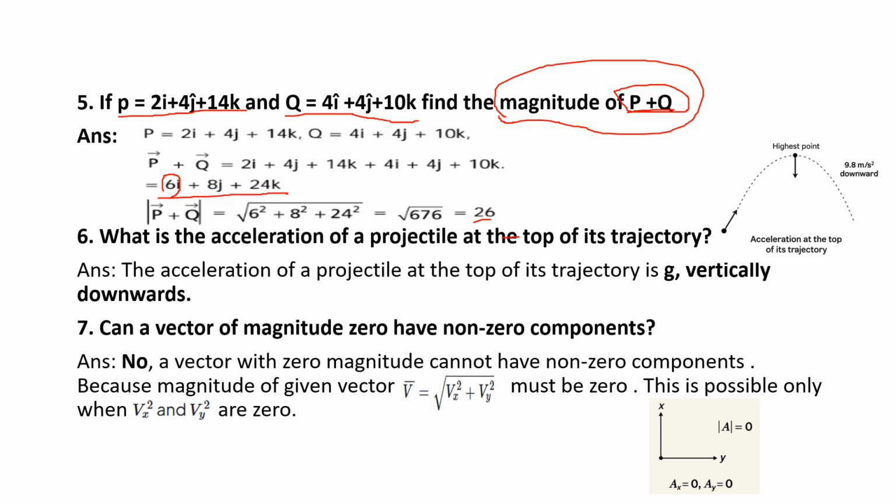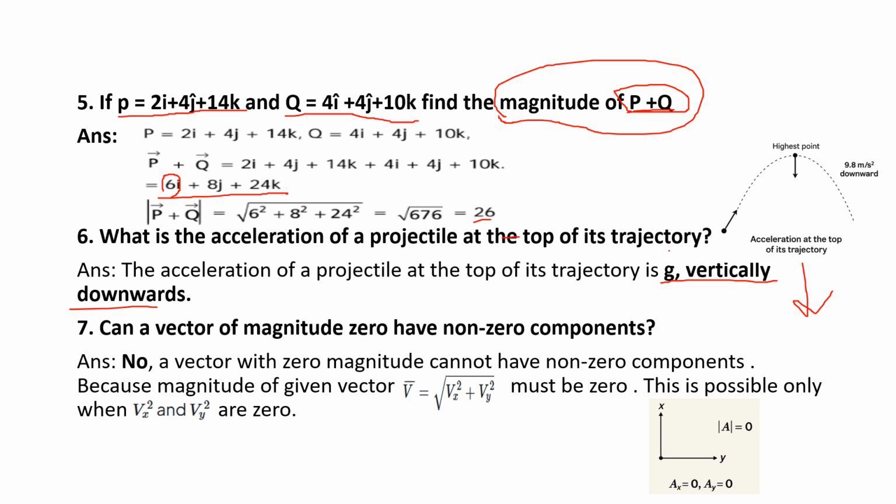And next, what is the acceleration of a projectile at the top of its trajectory? The acceleration of the projectile at the top of its trajectory is g, and it is vertically downwards. For g you will get 1 mark, and for writing vertically downwards you will get 1 mark. If you skip g, or if you skip vertically downwards, definitely you will lose 1 point. So you have to define that the acceleration is g and it acts vertically downwards.